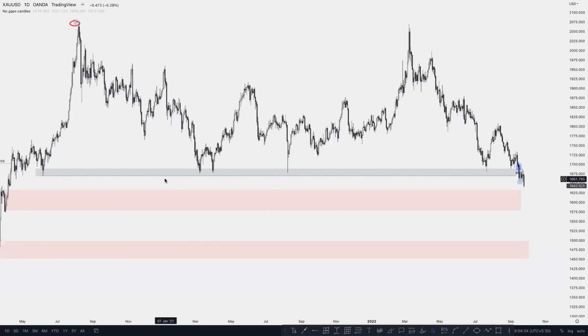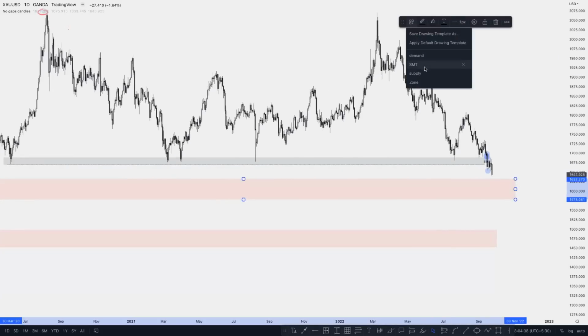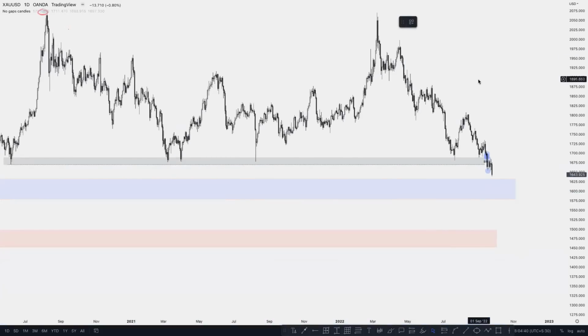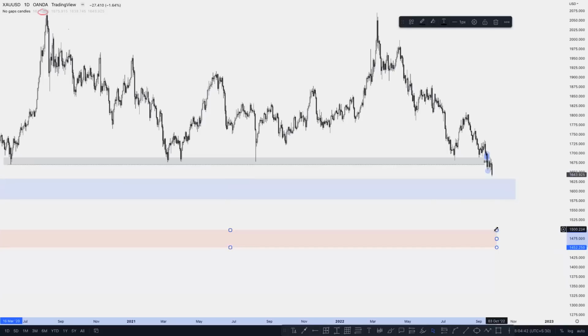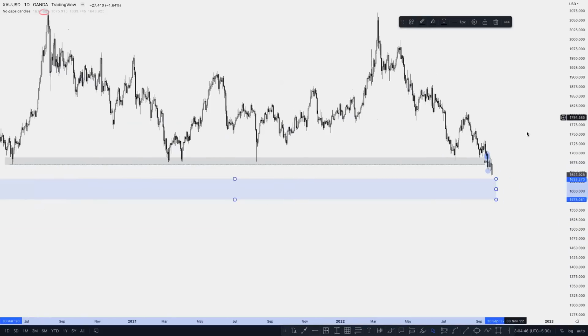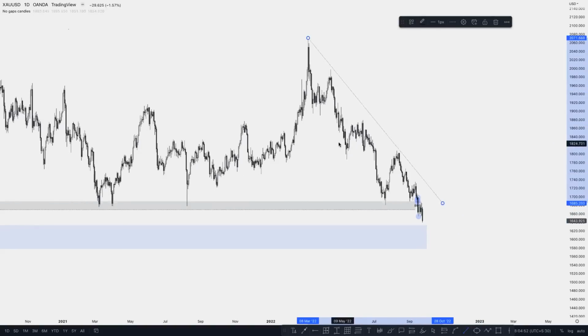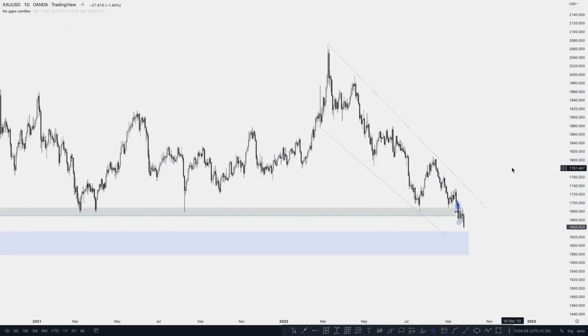So where is our area of interest where we can buy? This one is our area of interest where we can buy for the next move to the upside. And when market taps here, then we can see some move to the upside. And one more thing you need to know, this is our trend line, like a pattern, which is called a channel, and it is the best type of pattern.